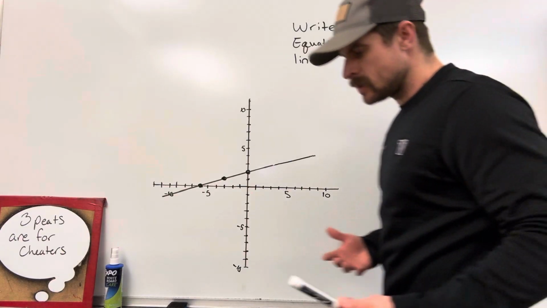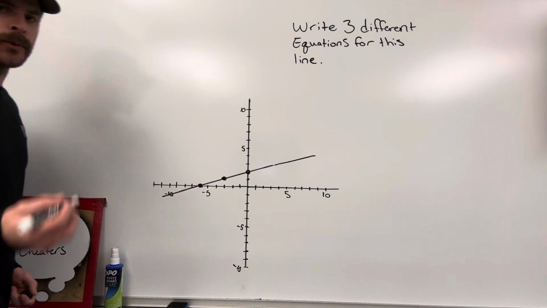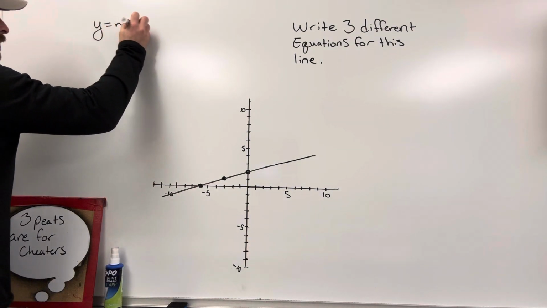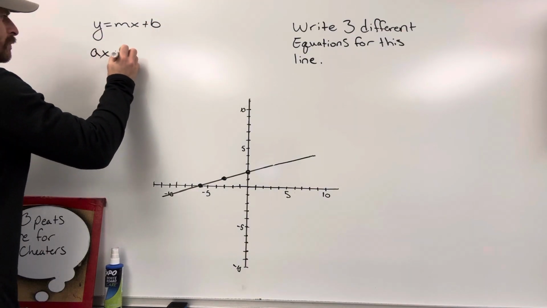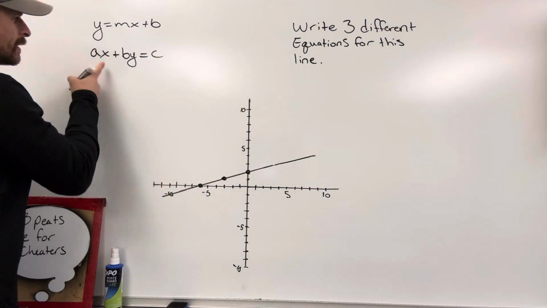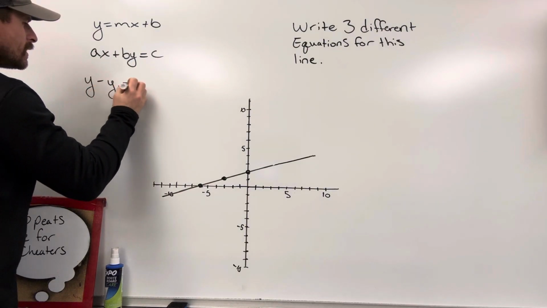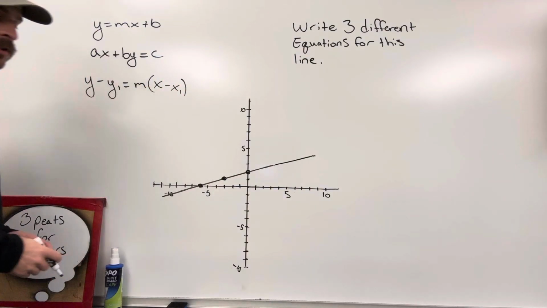going to be writing. So what I would start with here is I would tell my students to just list out 3 different forms that we know. We know y equals mx plus b. You should know ax plus by equals c, standard form. And the last one, y minus y1 equals m times x minus x1. We call that point slope form.